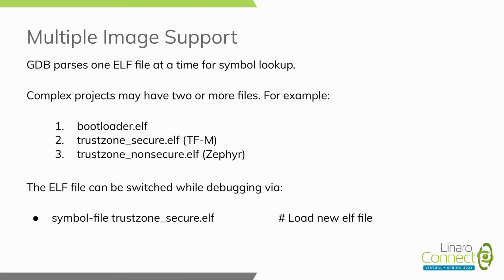Something else that GDB can do well that I don't think a lot of people are aware of, and this isn't a common requirement, but sometimes you have to deal with multiple ELF files when you're debugging a complex system. Maybe you have a bootloader, a secure ELF file and a non-secure ELF file, such as with a project like Trusted Firmware M. Generally, most debugging systems will only allow you to debug one file at a time. And that's true also of GDB, but GDB does have a command called symbol-file, which will allow you to dynamically switch the ELF file that is currently being used by GDB for symbol lookup and to associate variable names with addresses, etc.